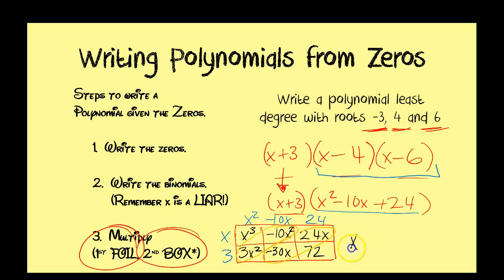So now you have x to the 3, and now you're going to add 3x squared minus 10x squared, which is going to be 7x squared, and then negative 30x plus 24x, which is going to be negative 6x, and then plus the last one, which is 72.